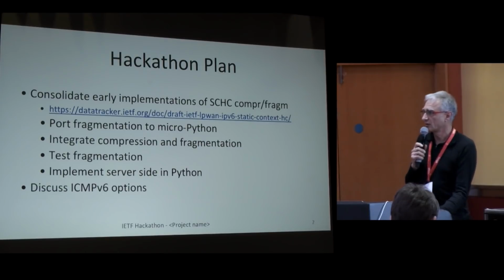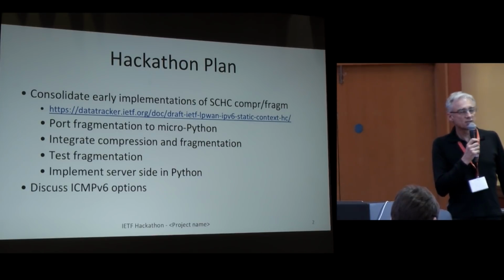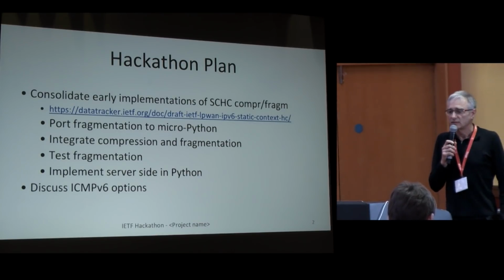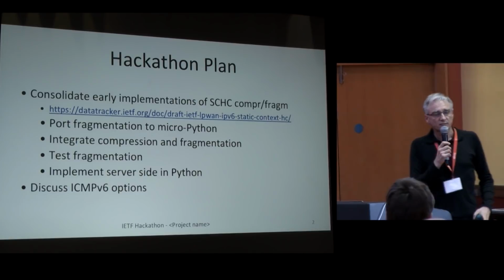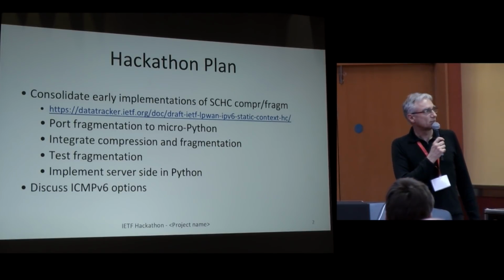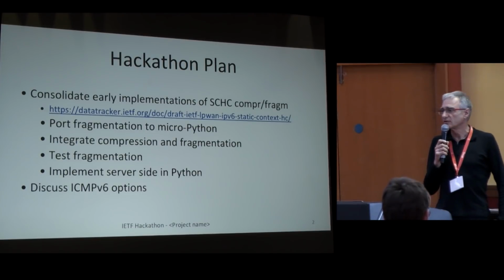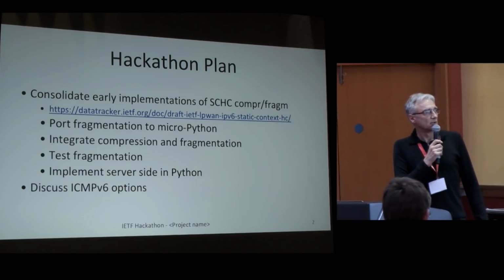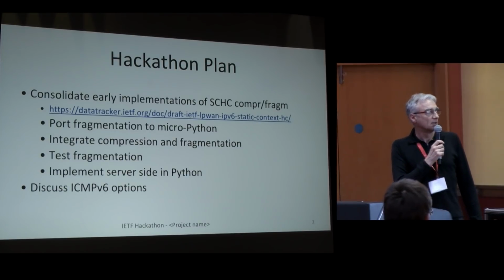Good afternoon. Okay, so this work is done within the context of the LPWAN working group. The purpose of the LPWAN working group is to compress IPv6, UDP, and CoAP over low power wide area network technologies such as LoRaWAN, Sigfox, 802.15.4g, and NB-IoT to start with. And so we have one draft which has been in working group last call for some time now that we are trying to complete. And so the purpose for this hackathon was to consolidate the pieces of code that we have for the compression part and the fragmentation part of this draft.